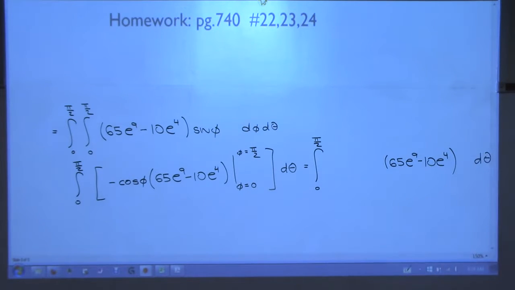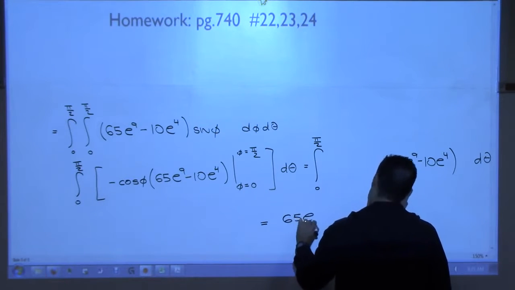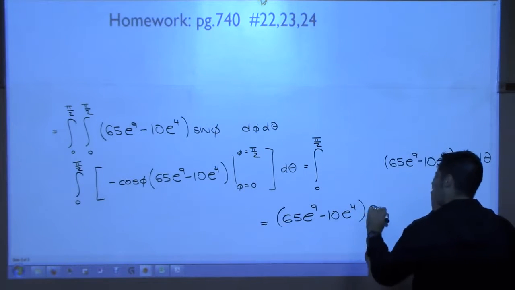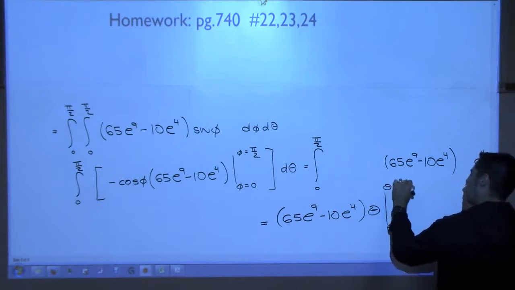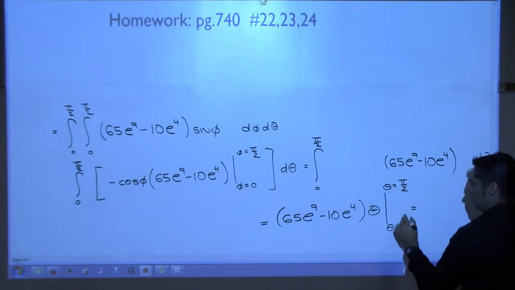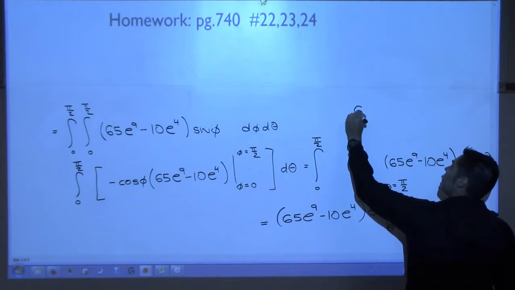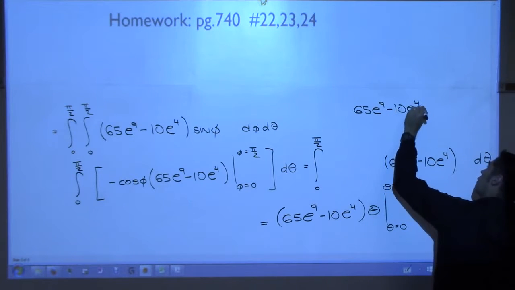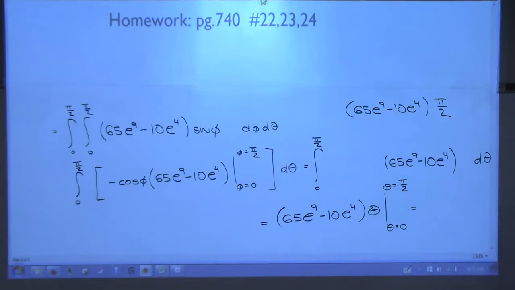So it's really just this, and you're integrating a constant with respect to theta. We should just get 65 e to the 9th minus 10 e to the 4th times theta, that's the antiderivative, from theta equals 0 to pi over 2. When we plug in 0, we don't get anything, but when I plug in pi over 2, it's all of this times pi over 2. So the answer should be 65 e to the 9th minus 10 e to the 4th, all of that times pi over 2. And that should be it.